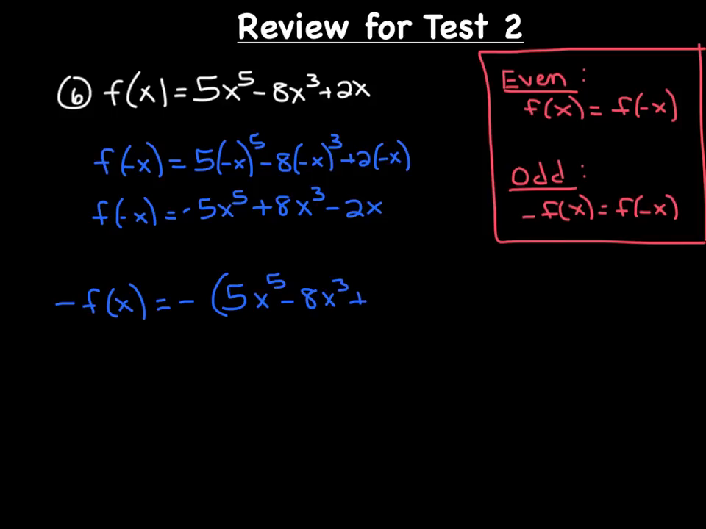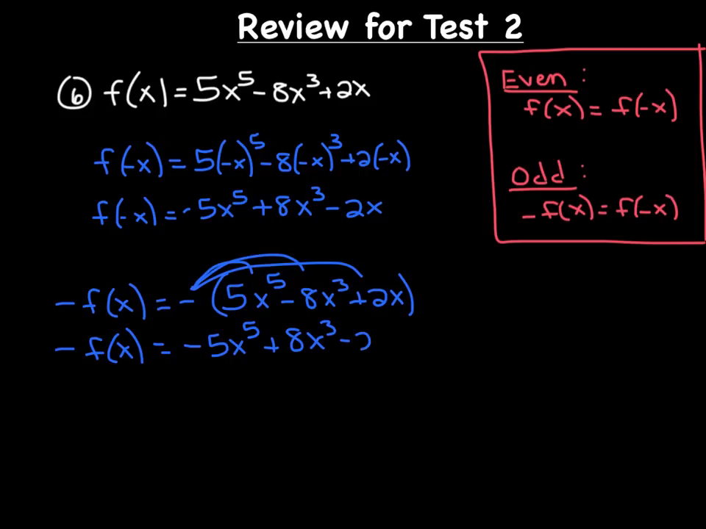Now what we can do is distribute that negative to each term in our function. So I'm going to bring down negative f of x, and when I distribute my negative, a negative times positive 5x to the fifth is negative 5x to the fifth. A negative times a negative 8x cubed is positive 8x cubed. And a negative times a positive is a negative, so negative 2x. Now when we look here, you can see that this and this are the same thing.